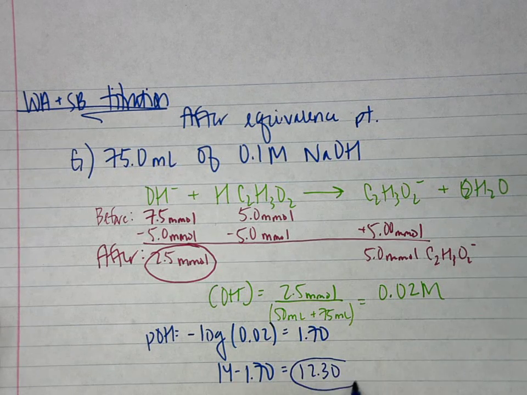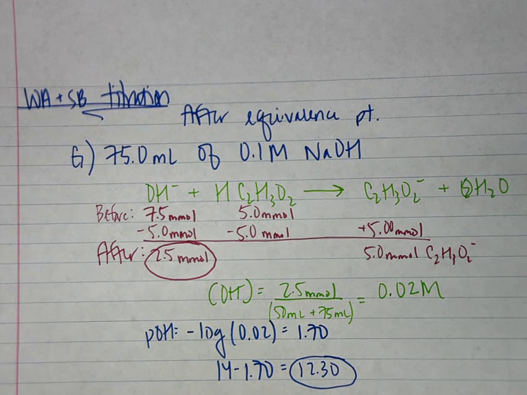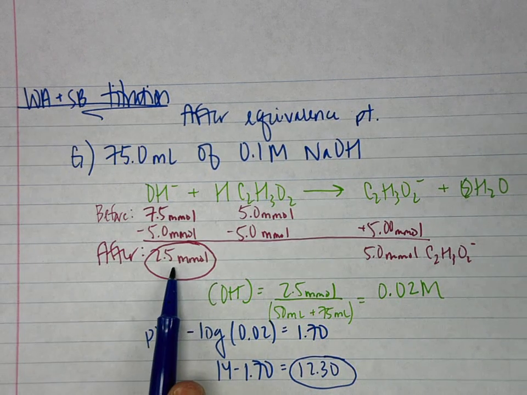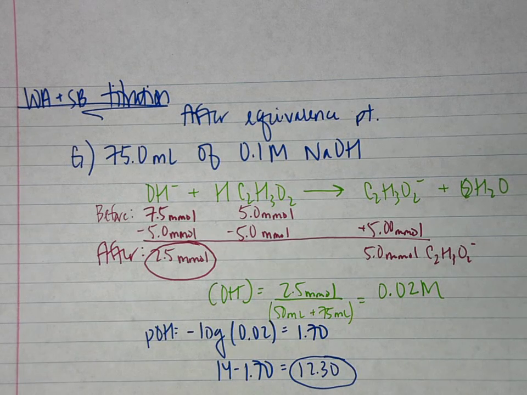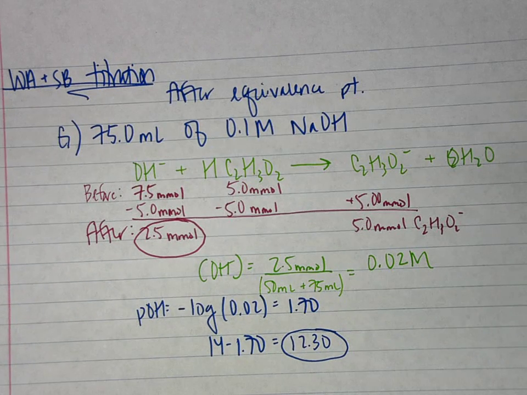And this should make sense. Our pH should be basic, because we have a lot more basic solution present than we do weak acid. We've surpassed the equivalence point, we have more base, therefore our pH is basic. So once you've reached the equivalence point in a weak acid, strong base titration, we can just look at how much OH- we have. All right, so that wraps up our weak acid and strong base titration.